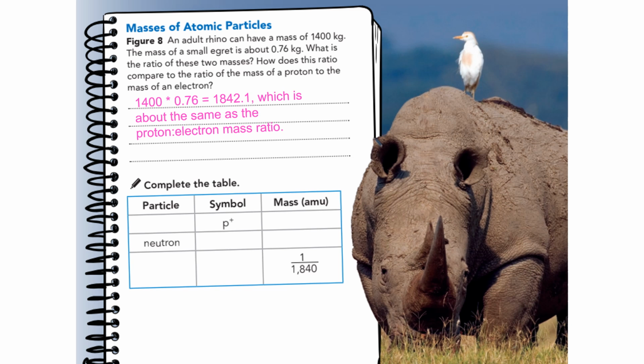All right, so the next thing we need to do is complete this table. So, we know that we have a proton as a particle, a neutron, and an electron. Our symbol for a proton is P+, the neutron is N, and an electron is E-. Our mass, in AMUs, for a proton and a neutron are both equal to 1.